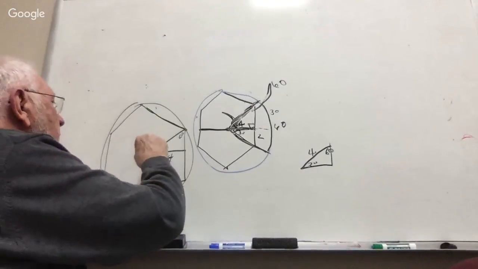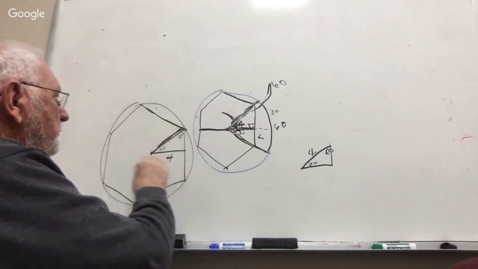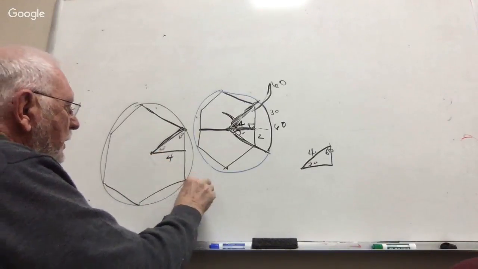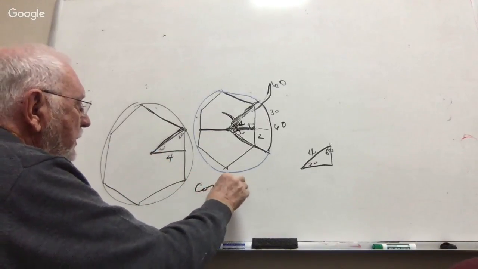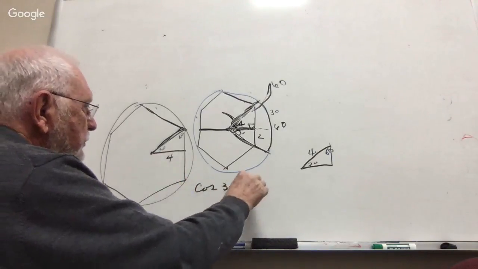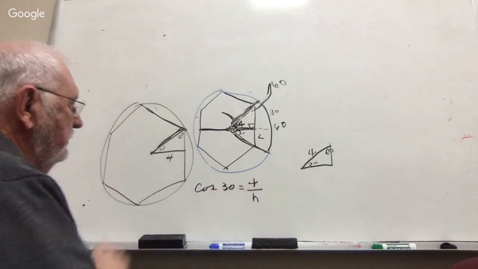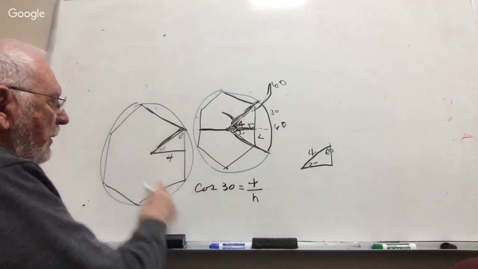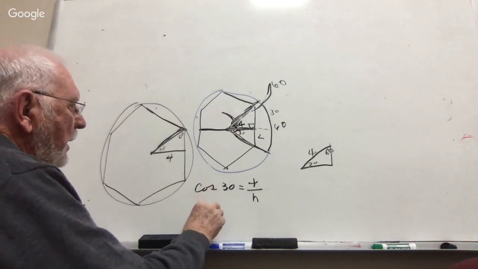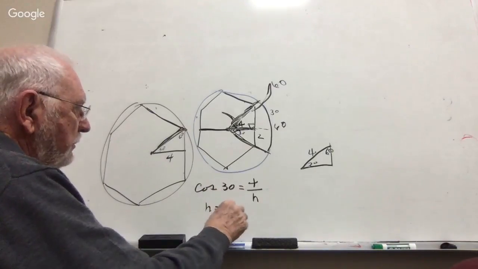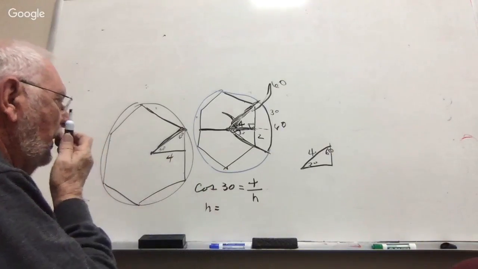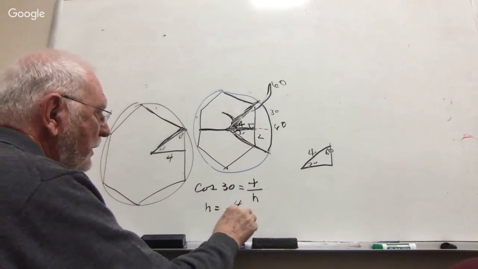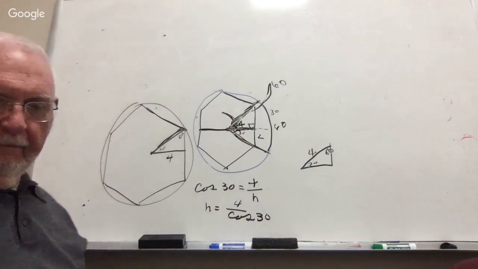All right, so we need to find the length of the hypotenuse. So if we take this side, we can go cosine of 30 is equal to the adjacent, which is 4, divided by the hypotenuse. So the hypotenuse then is equal to 4 divided by cosine of 30. 4 divided by 4.6.